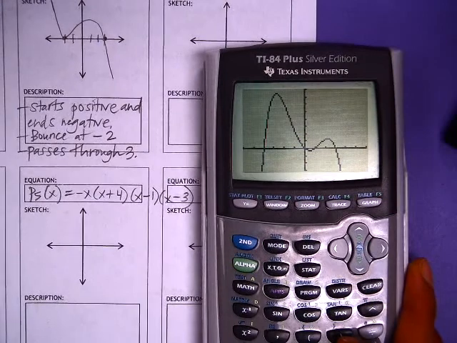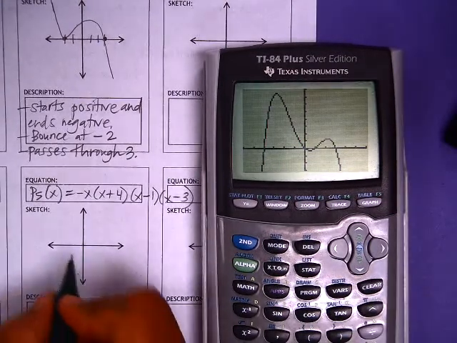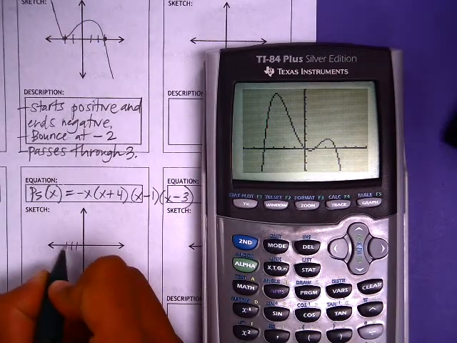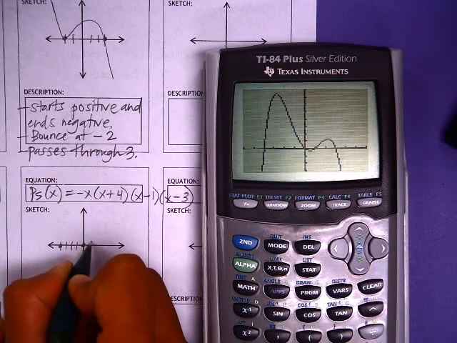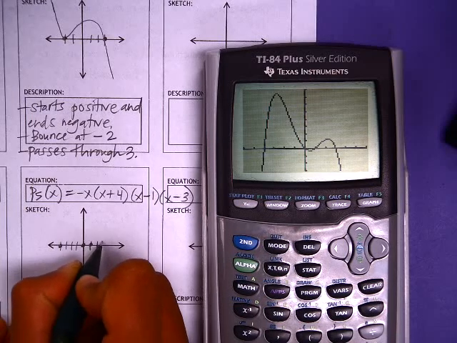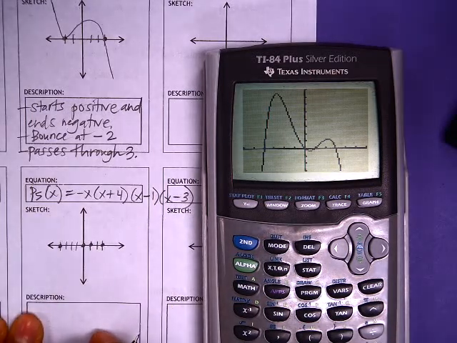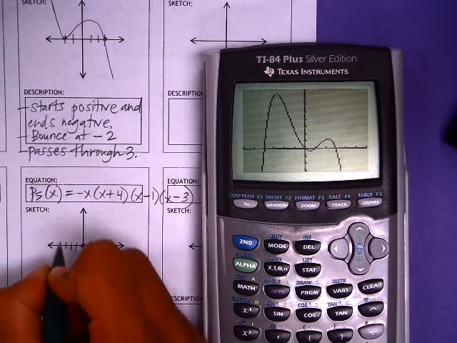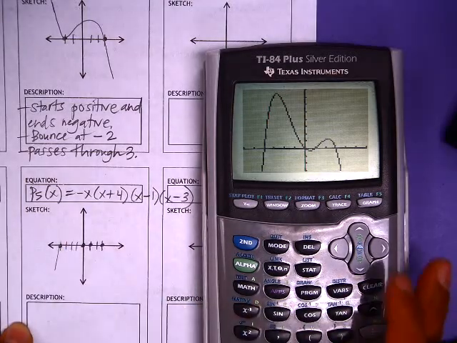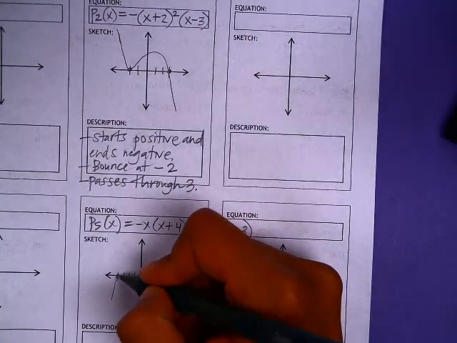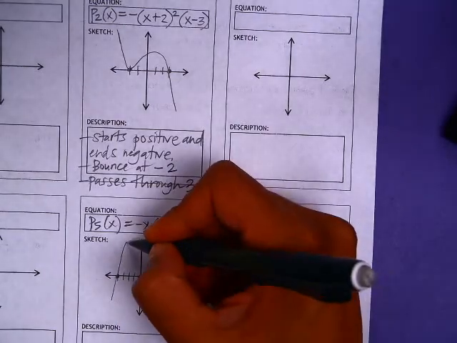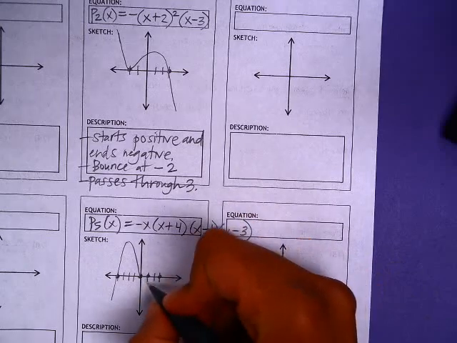Okay, so sketching that out, it goes through x equals negative 4, 0, positive 1, and positive 3. And sketching what I see on the calculator, it'll look something like this.